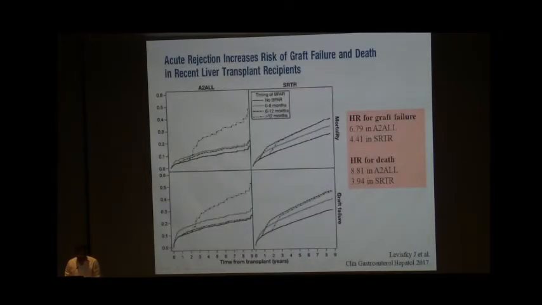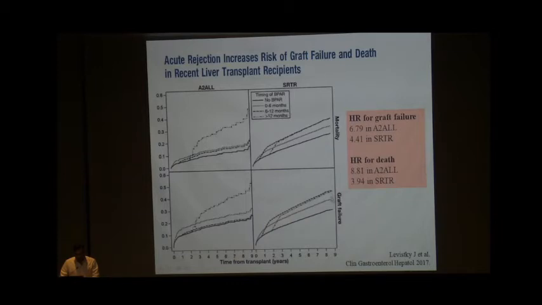However, not everything is rosy here, and some acute cellular rejection can lead to very severe forms and graft loss, as shown in a recent study by Levitsky et al. in 2017, where they showed that in patients having biopsy-proven acute rejection, the risk of graft failure and graft-related mortality are high.